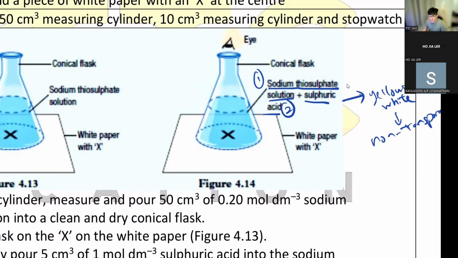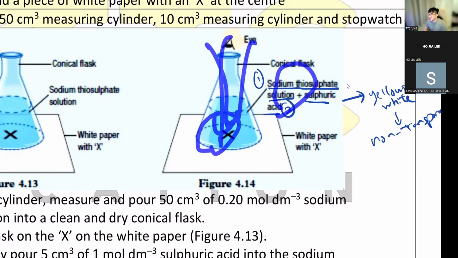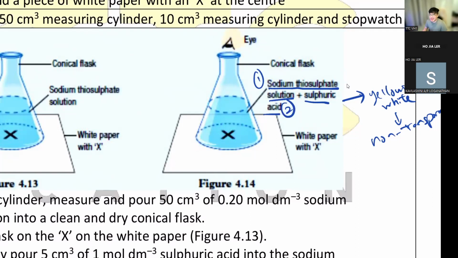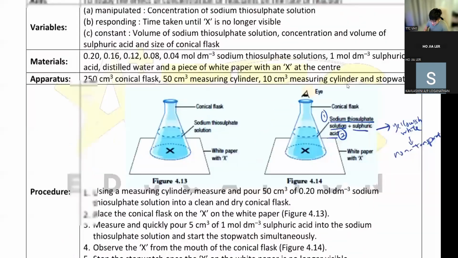Yeah, this experiment is actually very easy. You just add the two solutions, look at the stopwatch, and you look at the X. That's all, right? That's all. And so what happens now?